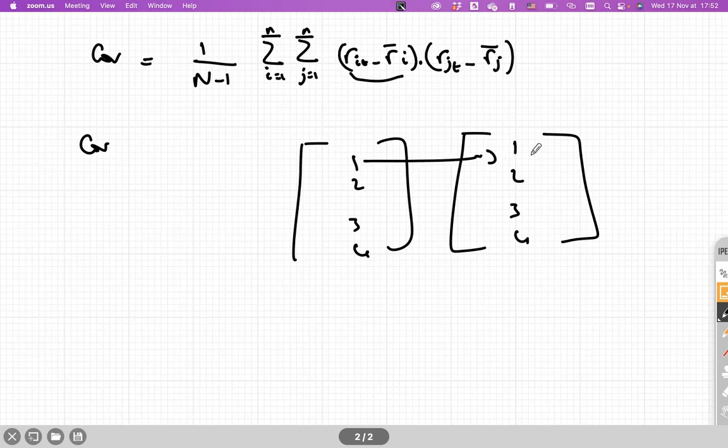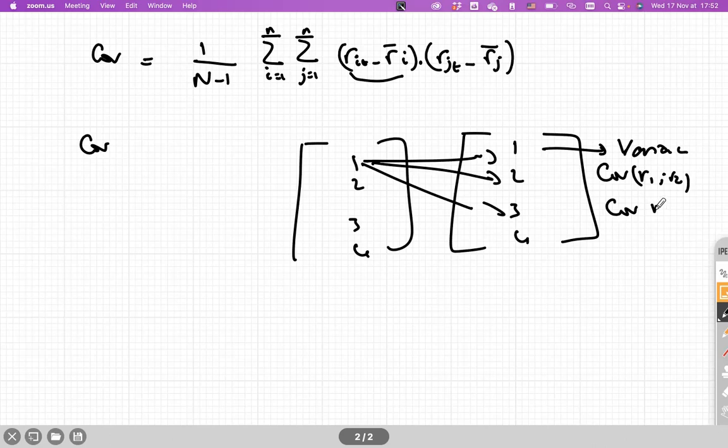One with itself, one with one, we have the variance. Then one with two, we have the covariance R1, R2. Then we have one with three, the covariance of 1 with 3. And the interaction between 1 and 4, we have the covariance between asset 1 and asset 4. Then you do the same calculus for 2.